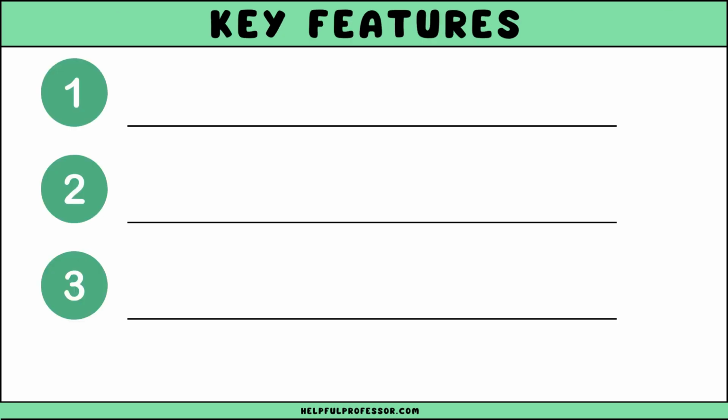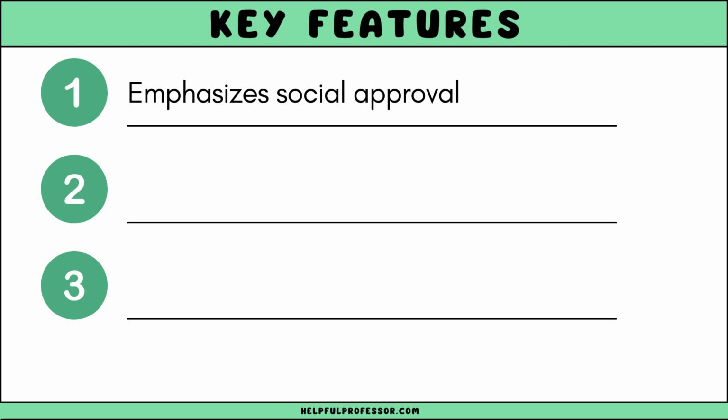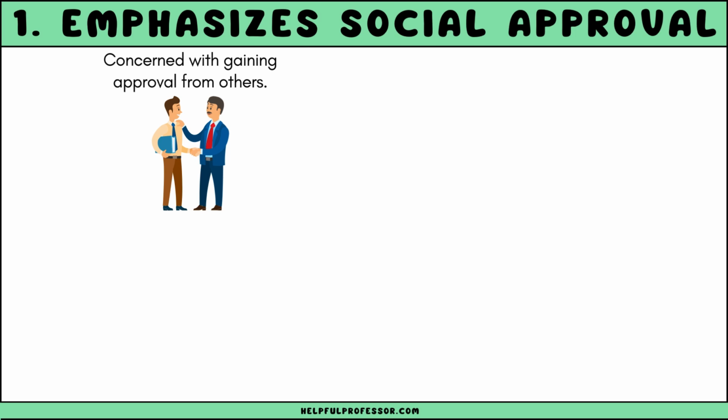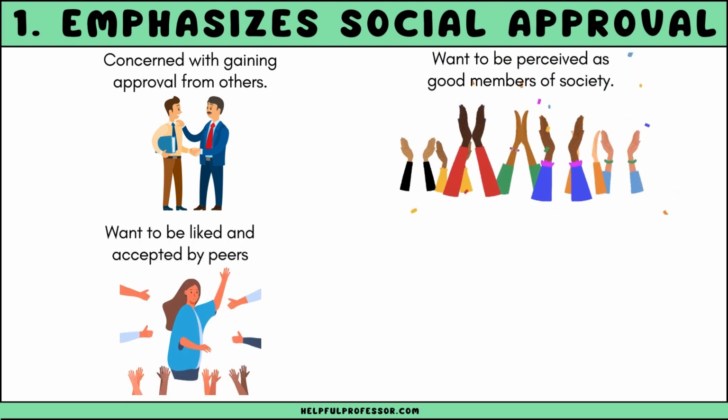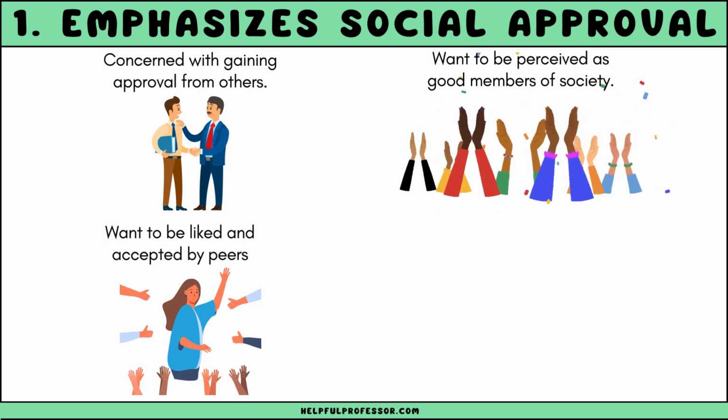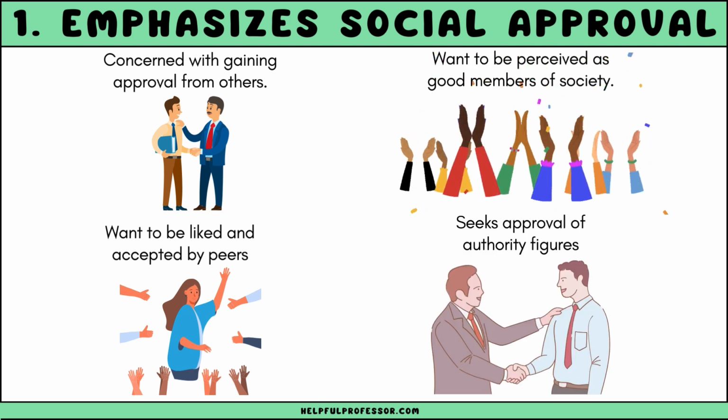Key features. First, conventional morality emphasizes social approval. Individuals at this stage are concerned with gaining approval from others and being perceived as good members of society. Their actions are often guided by a desire to be liked and accepted by their peers and authority figures.